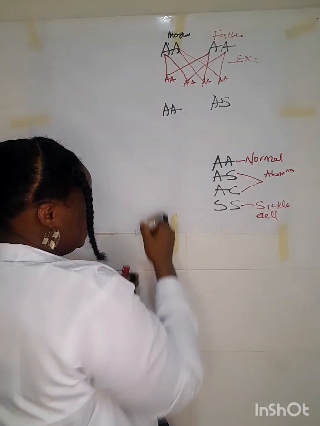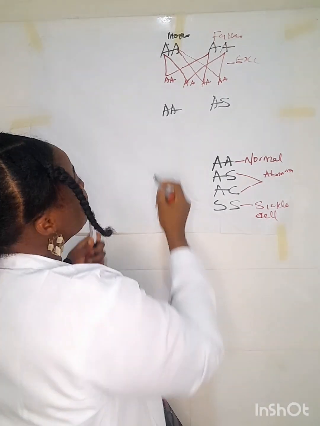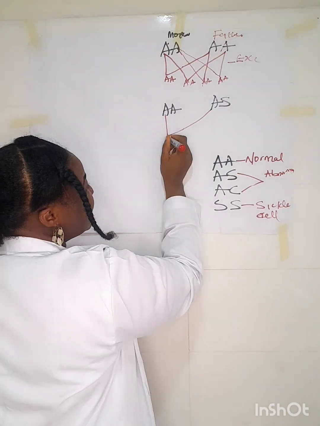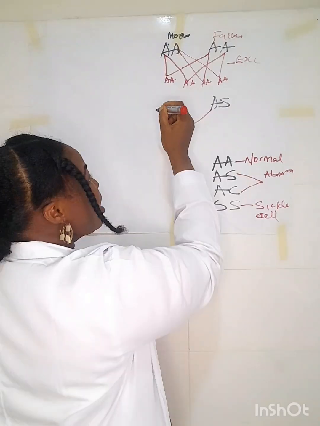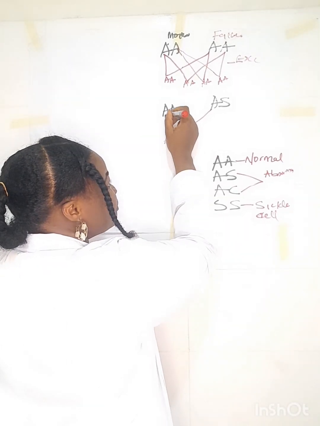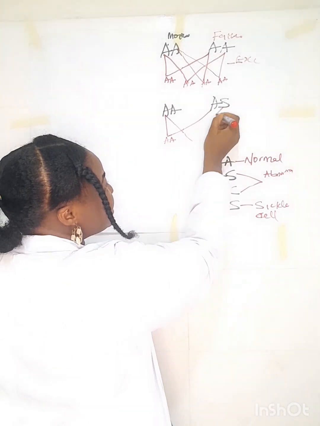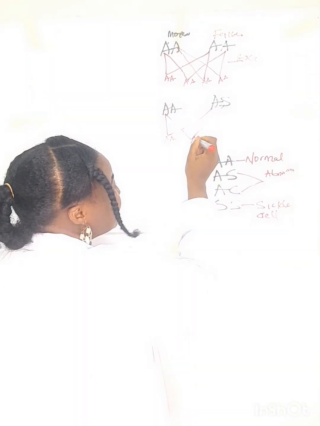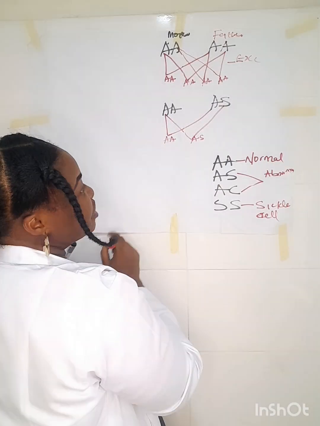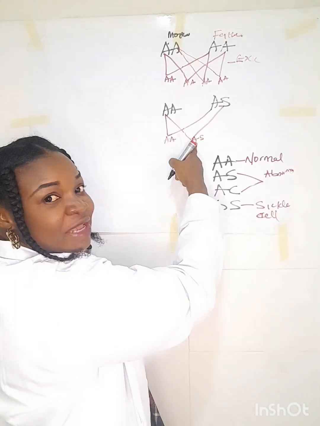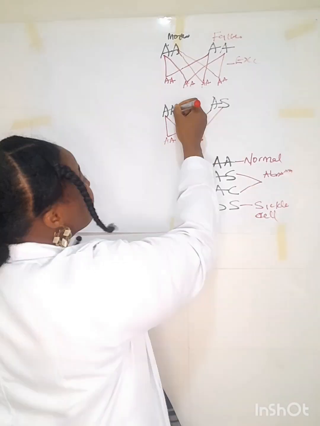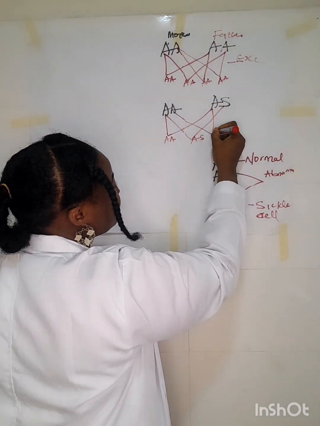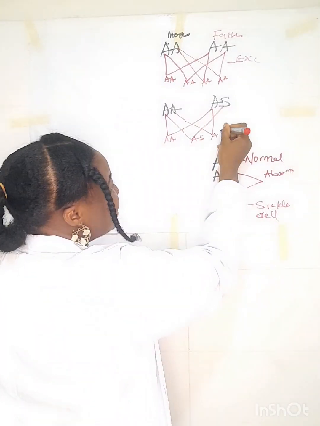The first A from the mother combines with the first A from the father, you get an AA. The first A from the mother combines with the second, the S from the father, you get an AS. Already one abnormal hemoglobin has come in. Now the second A from the mother combines with the first A from the father, you get an AA child.